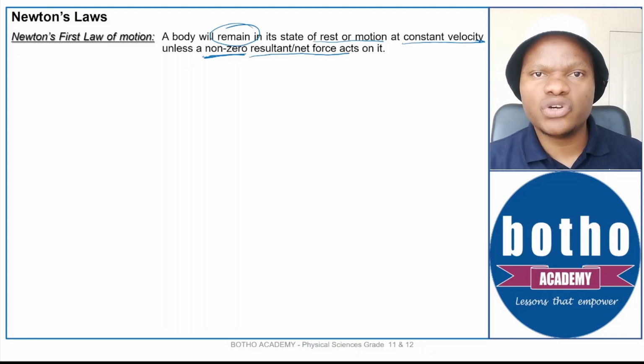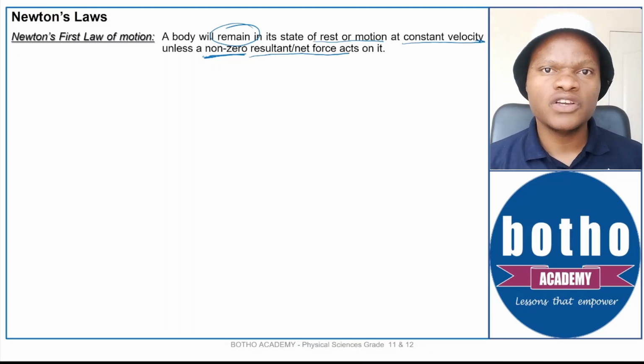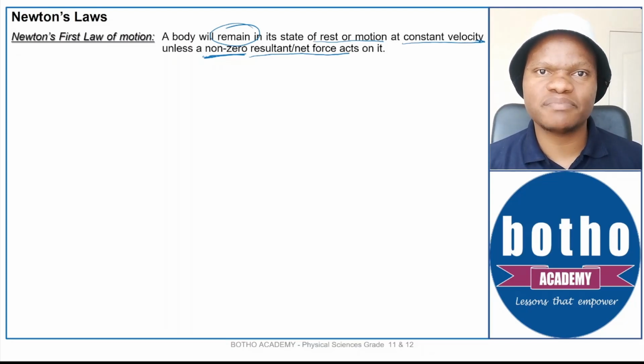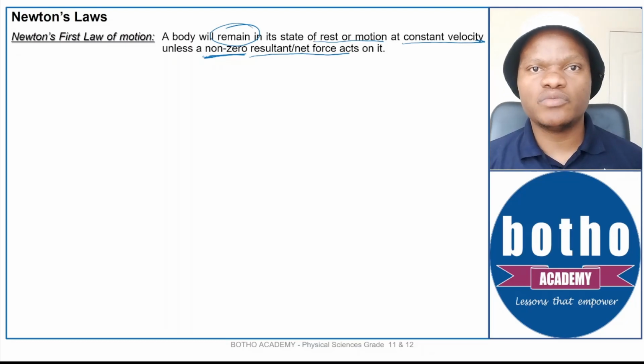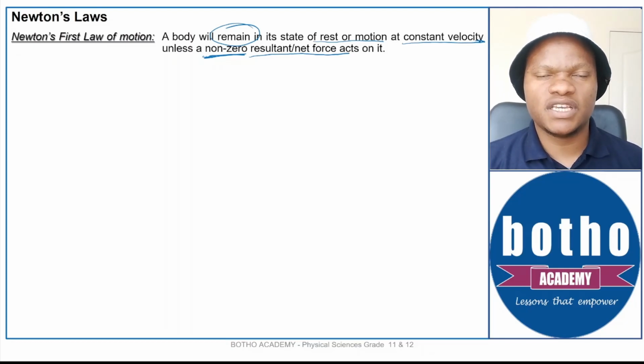So basically what Newton was saying here is that if an object is not moving, to get it to start moving, you must apply a force which is not zero. A net force that is non-zero must be applied to the object so that the object can start moving. If an object is already moving at a constant velocity, in other words, at a speed or a velocity which is not changing, let's say you have an object moving at 20 meters per second all the time.